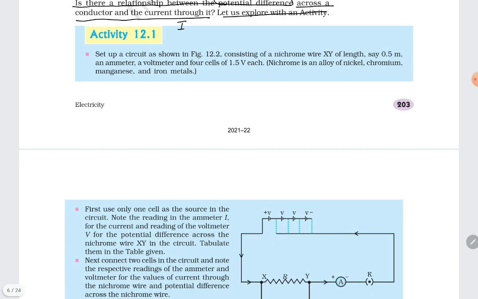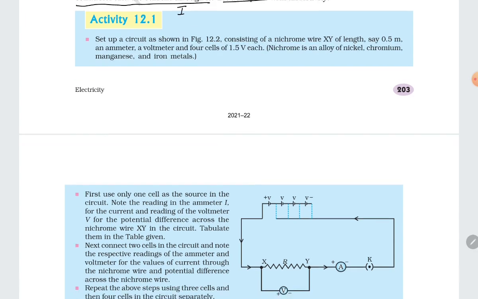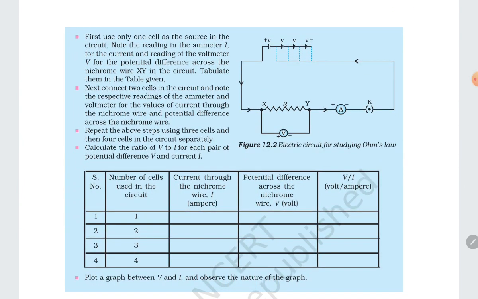Set up a circuit as shown in figure 12.2, consisting of a nichrome wire XY of length say 0.5 meter, an ammeter, a voltmeter and four cells of 1.5 volt each. Nichrome is an alloy of nickel, chromium, manganese and iron metal. So you place everything here.